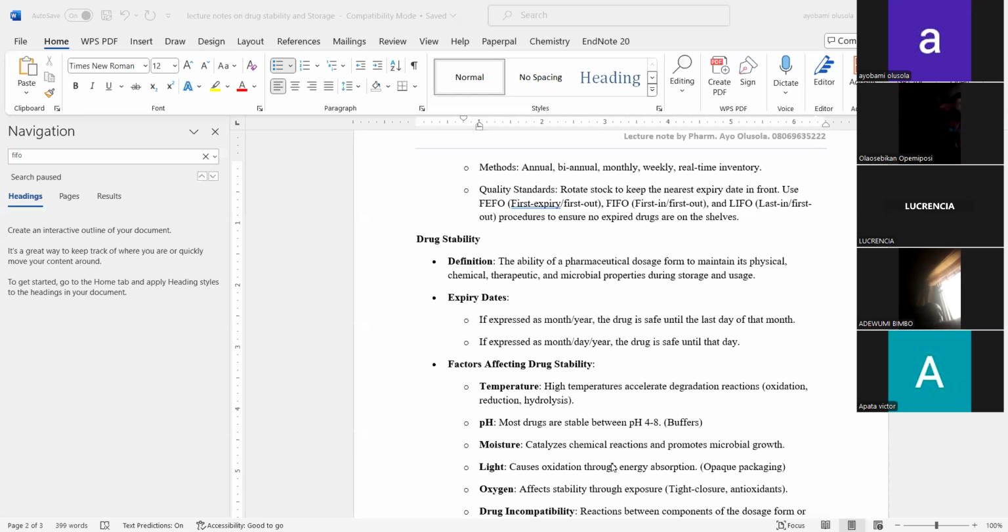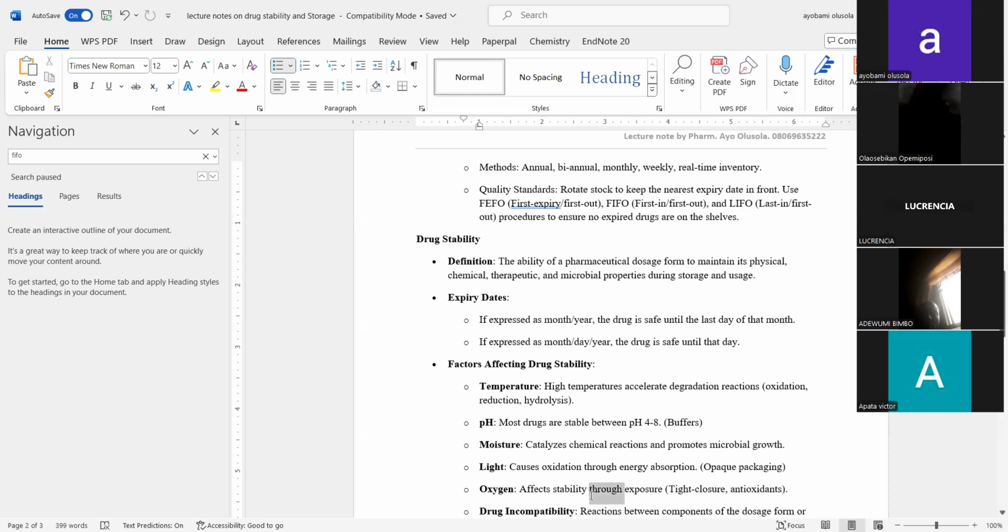Another factor is also light. Light can also break down your drug. And that's why you can employ opaque packaging. An example of opaque packaging is your amber bottle. And you can also use foil, aluminum, to package your drug to prevent light degradation.